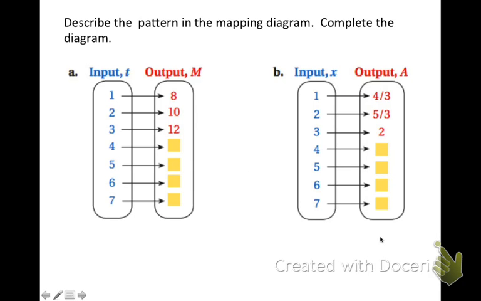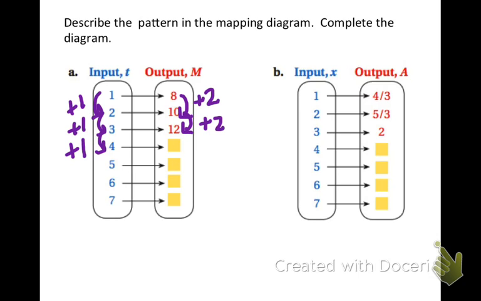It says to describe the pattern in the mapping diagram, complete the diagram. We talked a little bit already about how the input is the x values and the output is the y values. So when we're looking to describe them, we want to know how each one is changing. Looking at the input, it goes from 1 to 2, 2 to 3, 3 to 4. Each of these are increasing by 1. So we're looking at that change. As we compare then in the output, 8 to 10 changes by adding 2, 10 to 12 by adding 2.